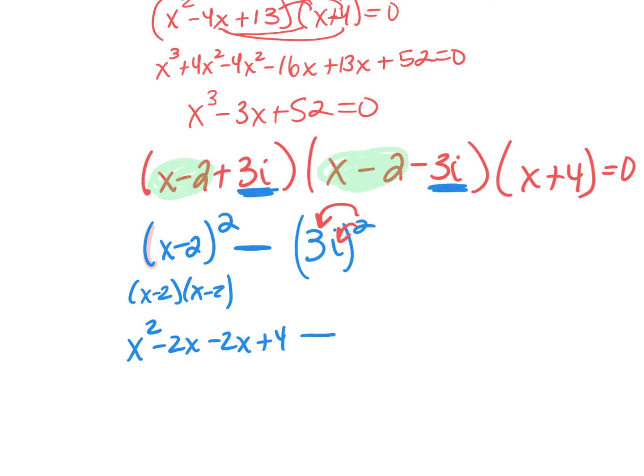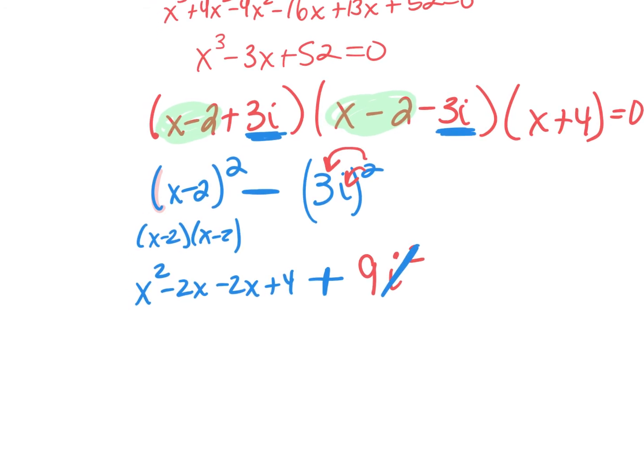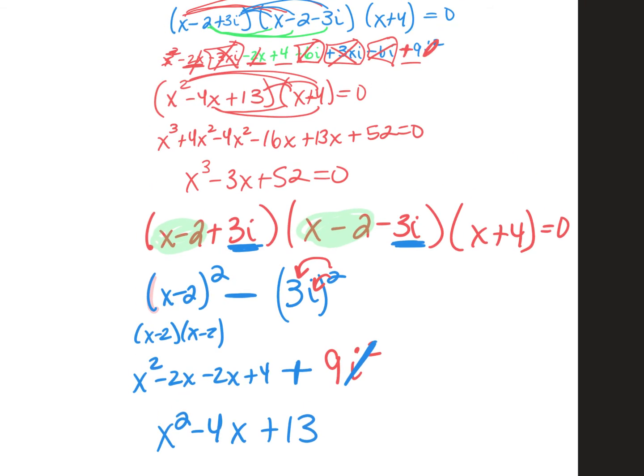What is 3 squared? 9. And what is i squared? I just read i squared, right? What happens when I see i squared? Cross it off and change the sign. So if I combine like terms here, I have x squared minus 4x plus what? 13. Is that what I got right here? Yeah.